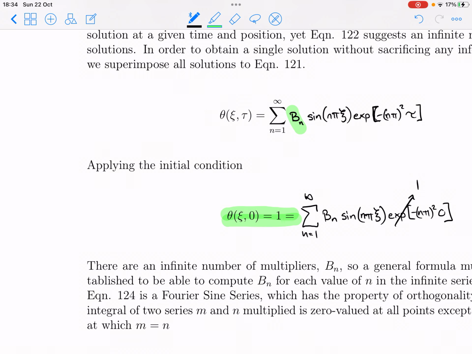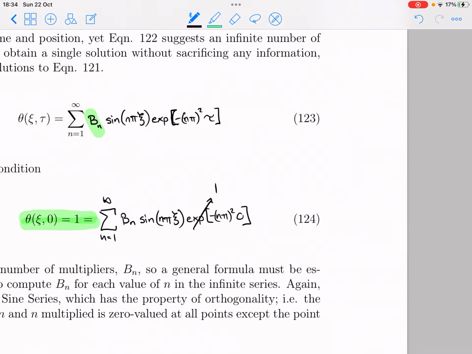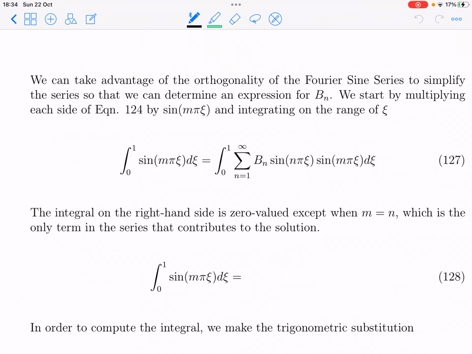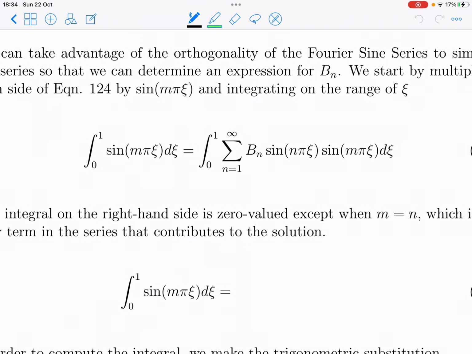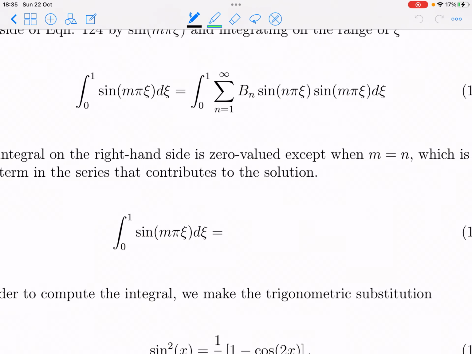So we're going to multiply both sides by the sine of index m pi xi, because we need a different index. And that will get us significantly towards looking like something we can solve. So we go ahead and do that. The left-hand side, we integrate from 0 to 1. The solution is a negative cosine.